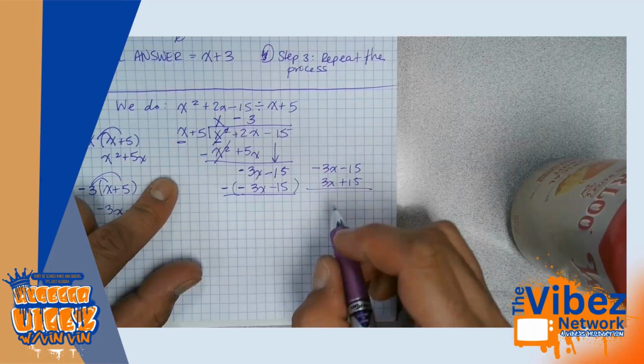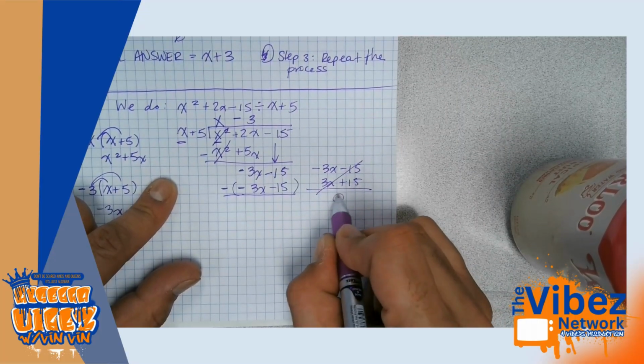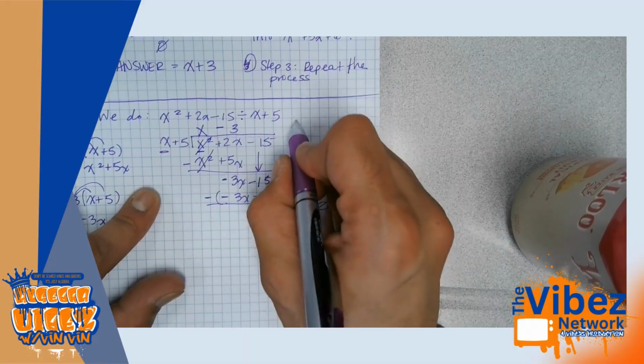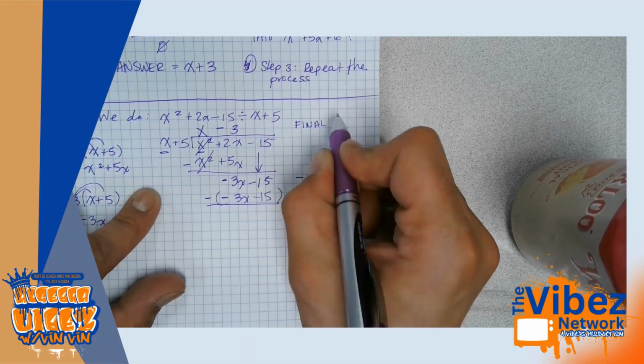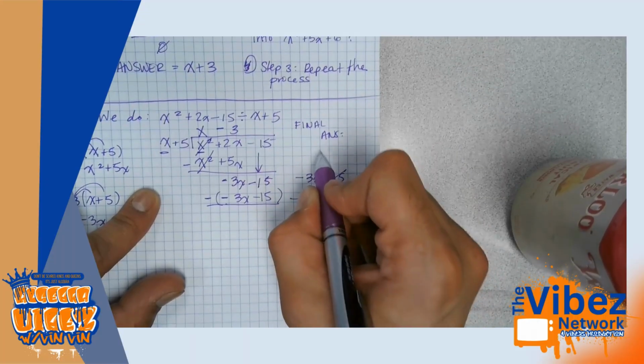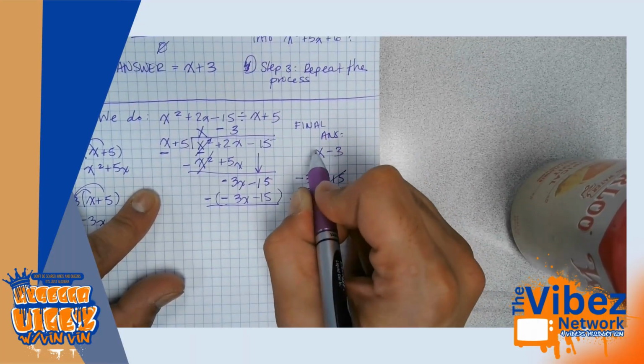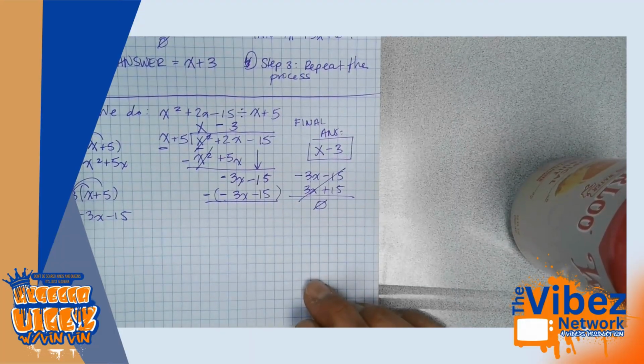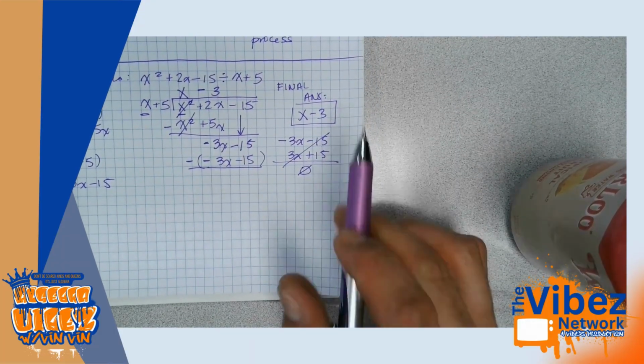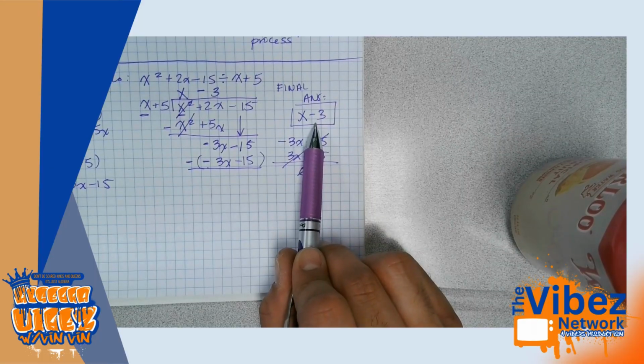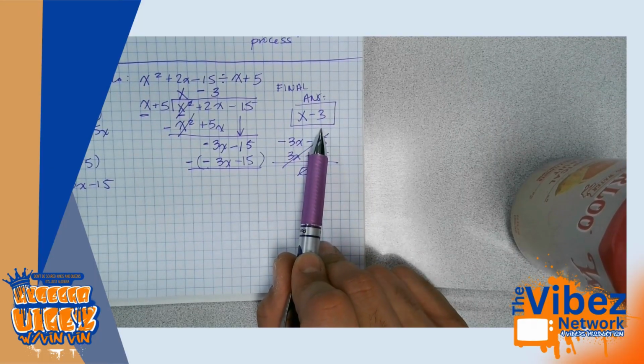This is going to go away. It's going to cancel each other out, and that means that our final answer, in this case, is equal to x minus 3. That's our final answer, all right? So if you got that as a final answer, you did a good job. Let me give you a couple to do on your own, and let's see how you do with those, all right?